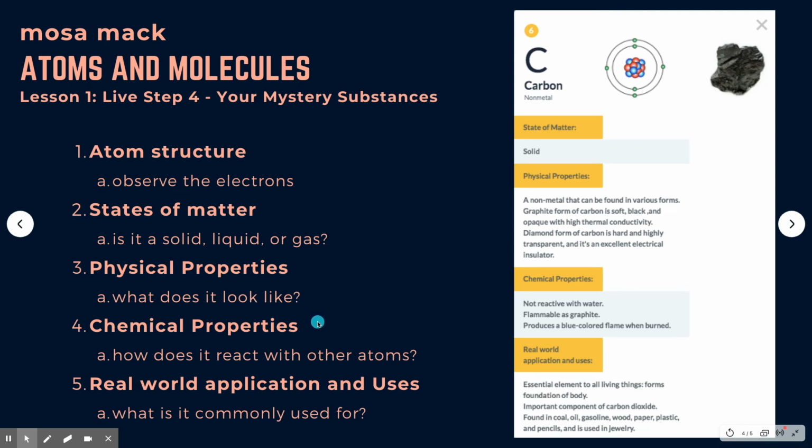Next are the chemical properties, and this is going to be the biggest identifier for helping you guess the substance. The chemical properties tell you how it reacts with other atoms. It gives you a little bit more about how it reacts when it comes into contact with other things. And the last bit of information is the real-world applications and uses. This gives you a little bit more about what the element is commonly used for.